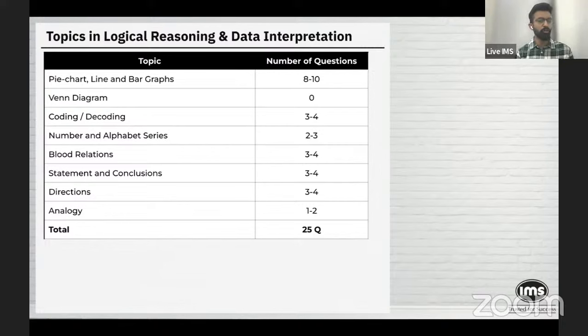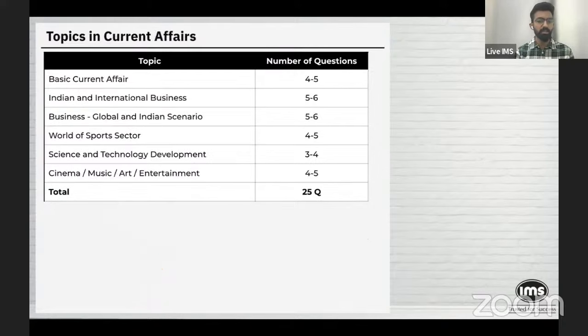Coding-decoding 3 to 4, numbers and alphabets 2 to 3, blood relations 3 to 4, statement and conclusion again 3 to 4, directions 3 to 4, analogy 1 to 2. So overall, the section was lengthy because of 8 to 10 questions on data interpretation, but very easy questions. And again, 20 plus is a very good score in this section.